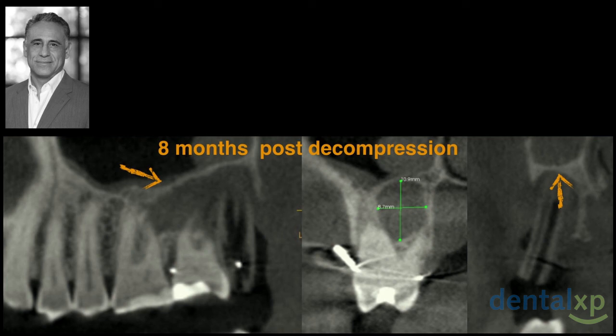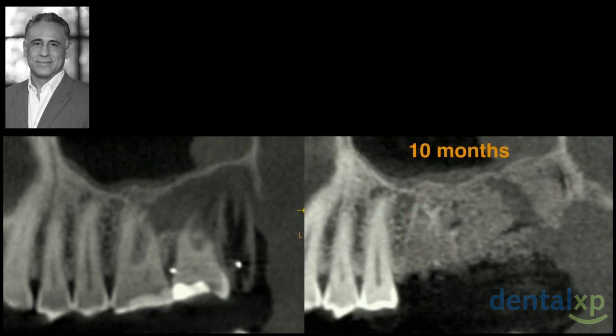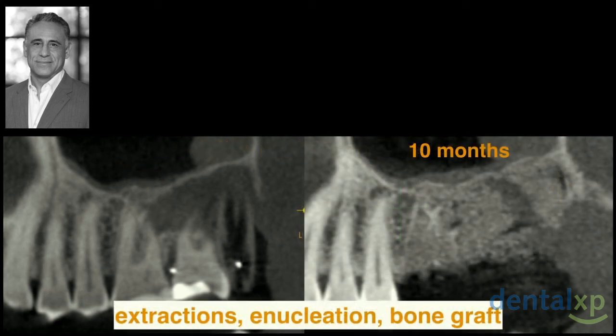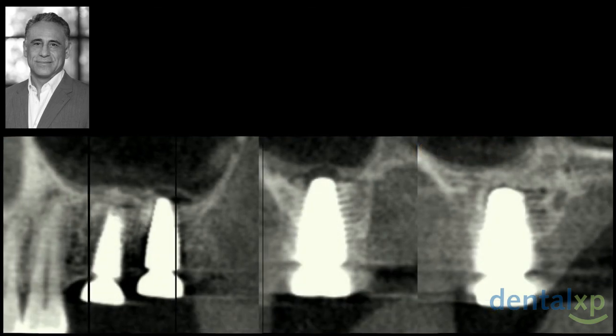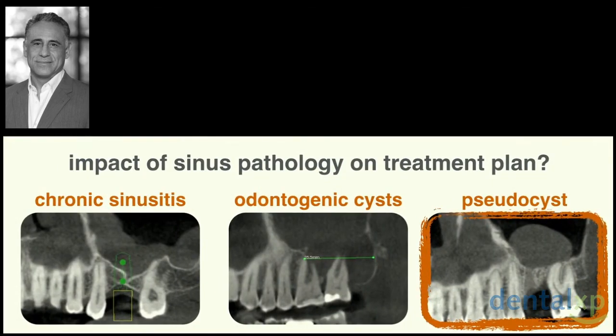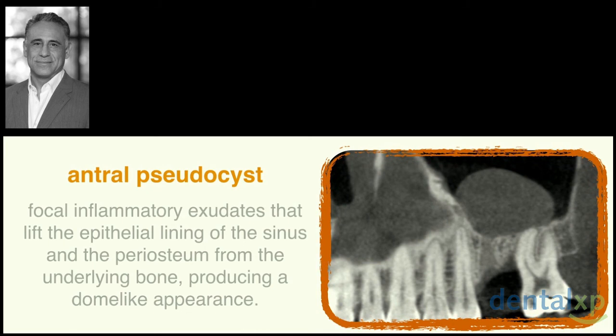And 8 months later, we can see that the cyst, the OKC, is gradually decreasing in size. So now we can see that by itself, it developed a bone barrier. And now we can predictably go ahead, extract our teeth, do the sinus and GBR grafting to address this cyst, and go ahead and place our implants. So again, it's important to contain the bone graft in the area, and this is a great technique to do that. Finally, I want to talk about antral pseudocyst.